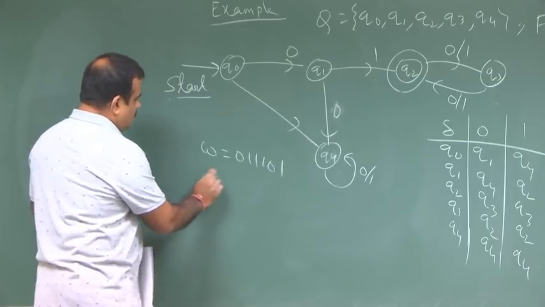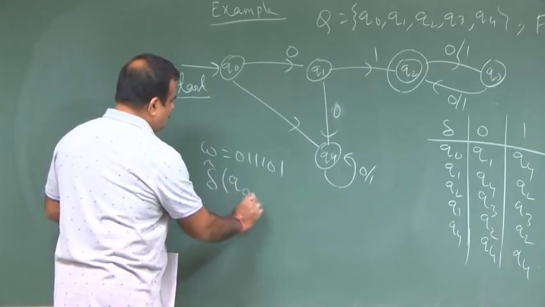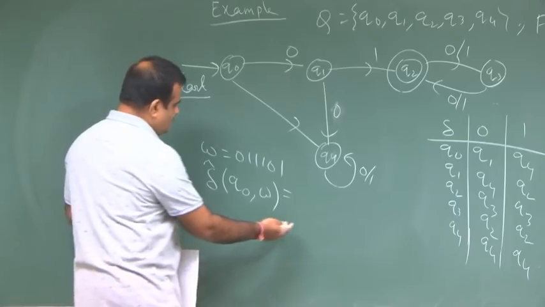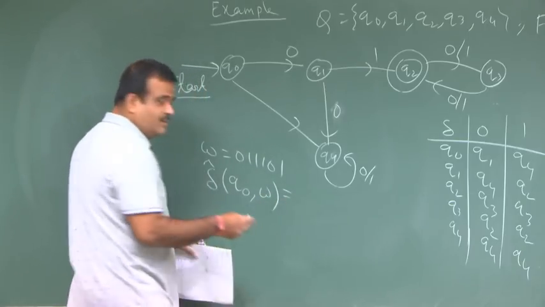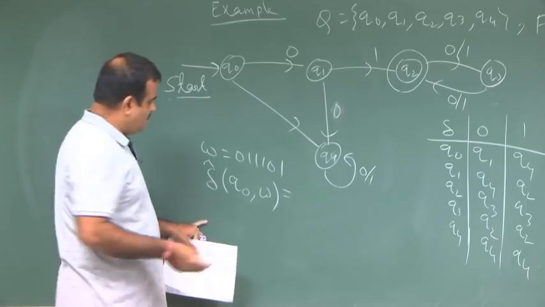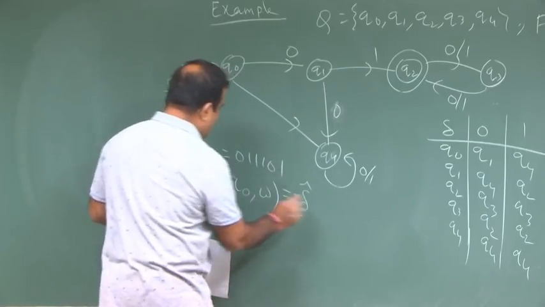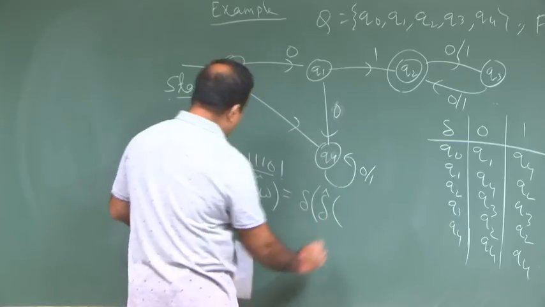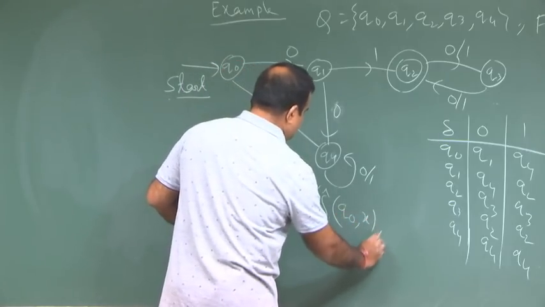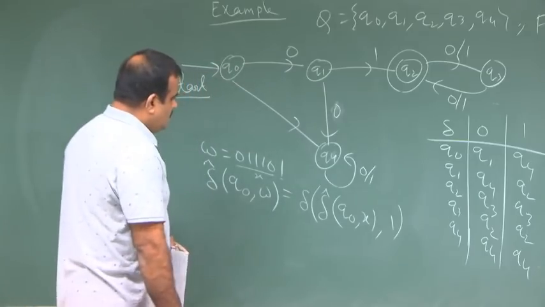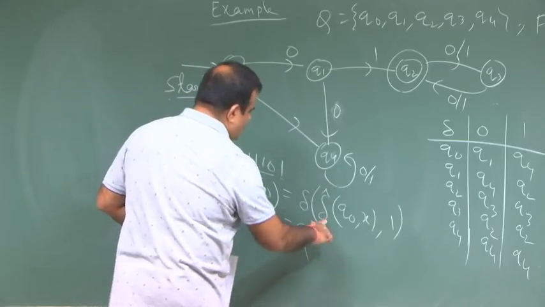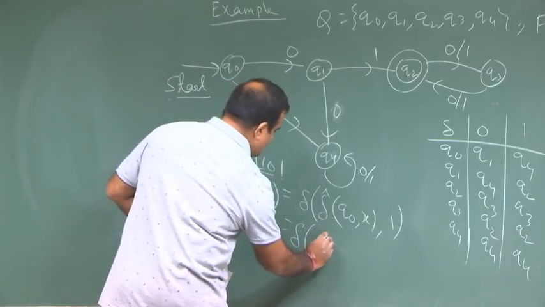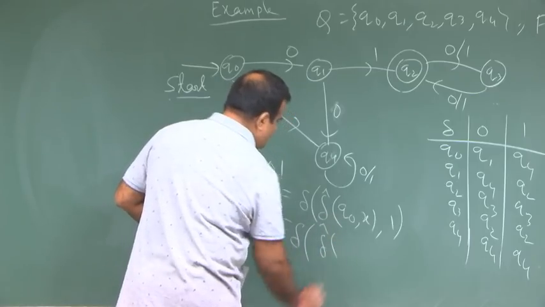So, we want to define the delta hat. We start with q and on this w. How do we do that? By the definition of delta hat, which is recursive, I mean by induction. This is nothing but delta hat of q0, x, then we see a 1. So x can also be written like this.